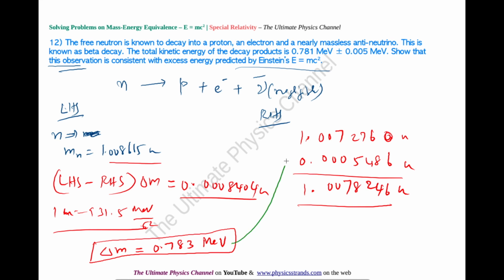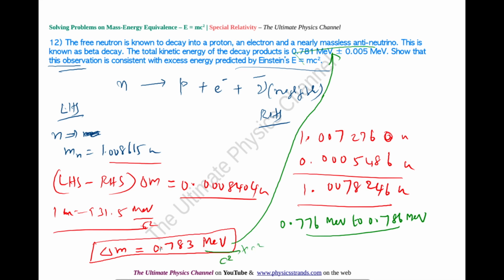Now this number is in the zone. It is within the range that is given here, 0.781 MeV plus or minus 0.005. Since the error is given, this range is 0.776 MeV to 0.786 MeV. That is the range given in the question for the kinetic energy of the decay products. And that kinetic energy we get from the mass defect as 0.783 MeV over c squared. This is MeV over c squared, right, a mass, so if you multiply by c squared you will get this energy range. So that range and this will match. It is in the range, and therefore we can say that this observation is consistent with the excess mass energy predicted by the equation E equals mc squared.